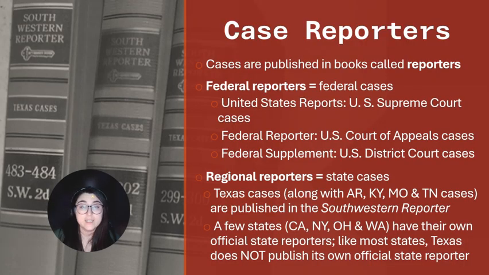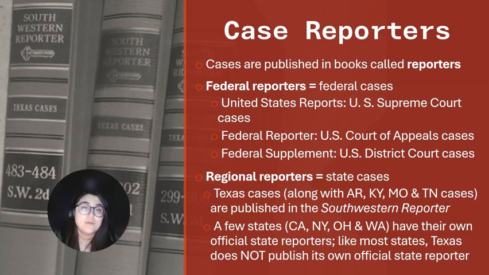But before we do that, let's talk about case reporter systems for a minute. This is, in essence, how cases are published in books called reporters. There's federal reporters, which house federal cases, and regional reporters, which house cases from specific regions. And of course, we can't just keep everything in one big giant book. That wouldn't make a lot of sense. No, there are actually different federal reporters for cases at different levels of the court's hierarchy. So the United States Reports houses U.S. Supreme Court cases, the Federal Reporter houses U.S. Court of Appeals cases, and the Federal Supplement houses U.S. District Court cases, and so on.